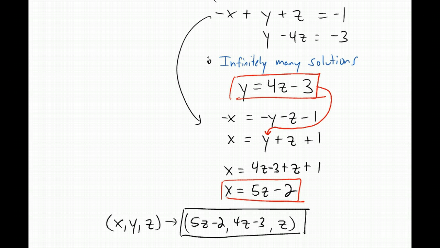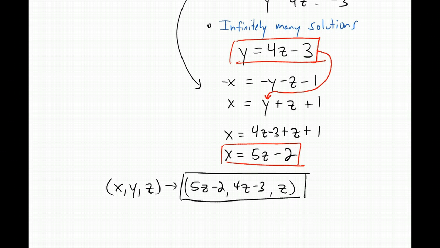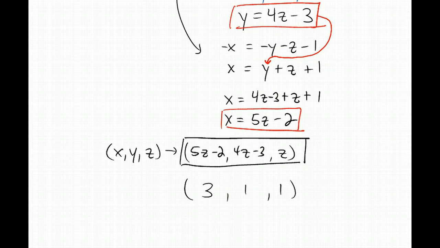Basically, what is this telling us, I guess is the question. We can plug in any z value we want. We could pick any number for z. Say we chose z equals 1. If we chose z equals 1, then we would get a point. This middle section here is y, and we would end up getting, let's see, z is 1, so you get 4 times 1 minus 3, that's 1. And this first section here is representing x. If we plugged in z equals 1, you get 5 times 1 minus 2, that's 3. So that is a solution.